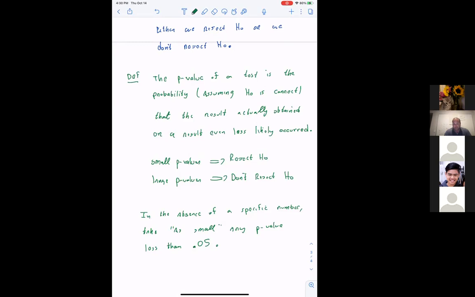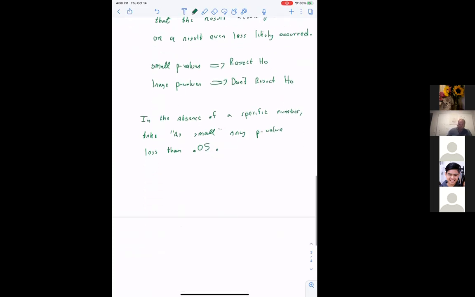Does that make sense so far? This idea and theory makes sense? Okay, so what we're going to do now is we're going to do a hypothesis test. And I will show you, much like the confidence interval that we did, this chapter only does one type of hypothesis test.